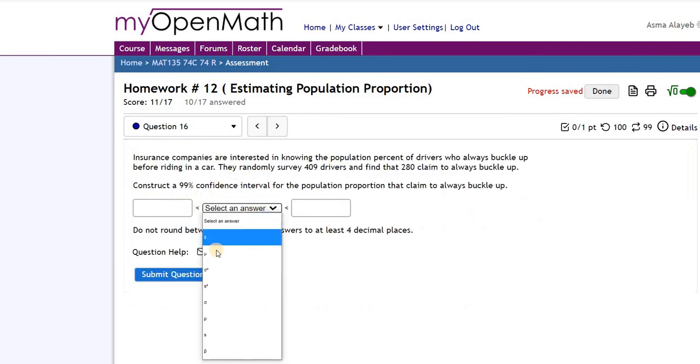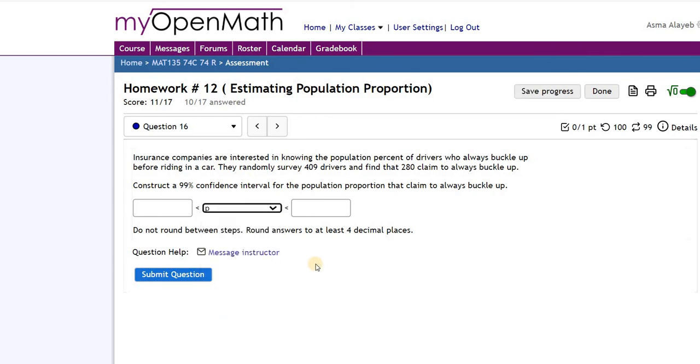Here we just need to choose one of these. We're estimating a population proportion. In this case, insurance companies are interested in knowing the population percent of drivers. Percent means proportion, so that's why we're looking for a proportion, who always buckle up before riding in a car. They randomly surveyed 409 drivers, so that's N, and find that 280 claim to always buckle up, that's X. We need to construct a 99% confidence interval of the population proportion. So the numbers, we just plug them into the sheet and compute the lower bound and the upper bound.